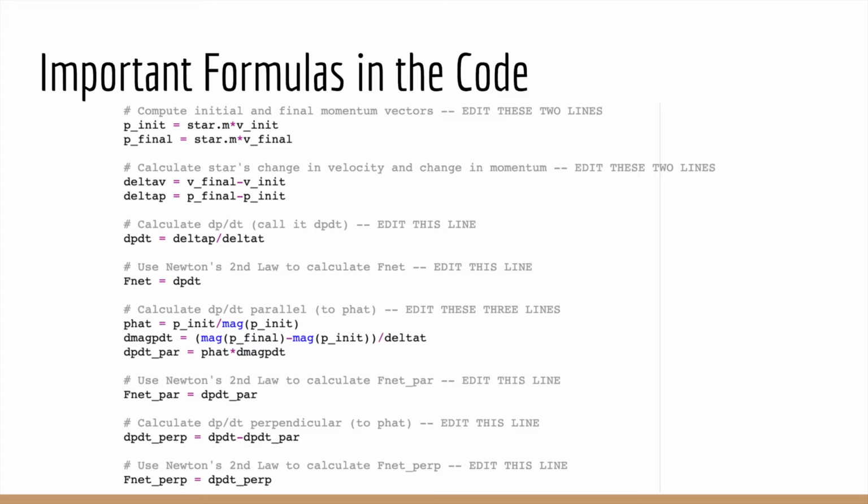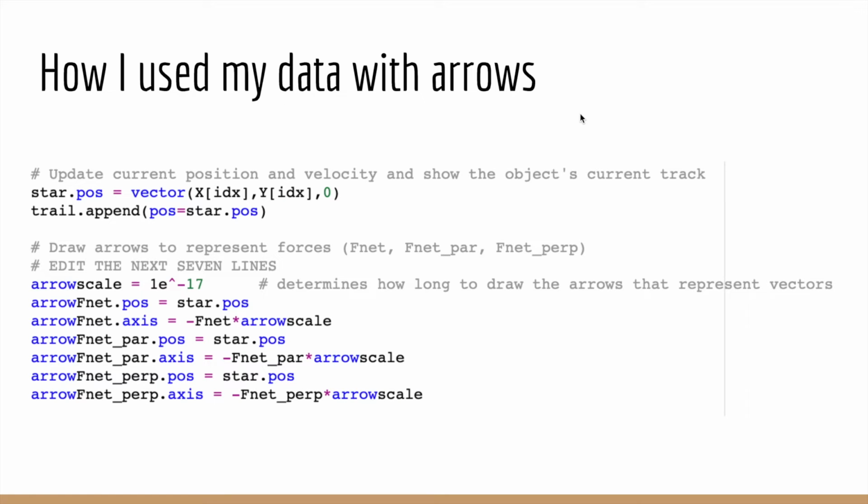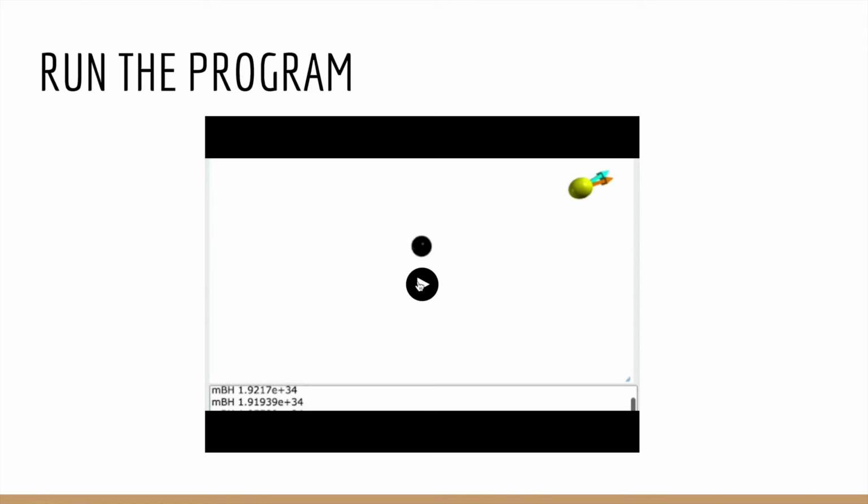So, important formulas. In our first section, we applied our basic definition of momentum and the change in momentum, as you can see. And then below this, we applied Newton's second law and set dp/dt. Next, we break up F net into its parallel component, which will be used later to find the perpendicular component. The next code shows how we use our data with arrows. We set the arrow scale, and then we multiplied all of these by the arrow scale to scale them with the model. Now we will run the program.